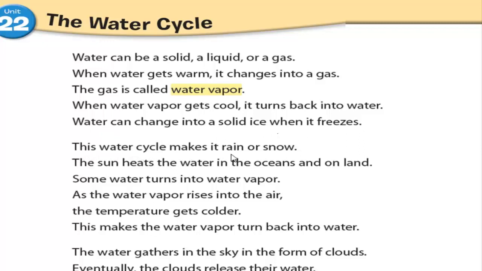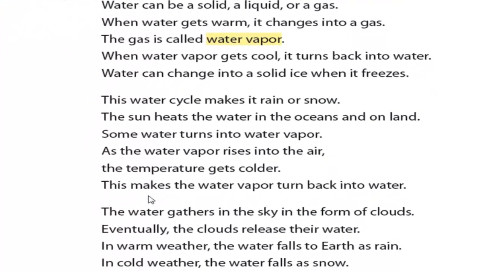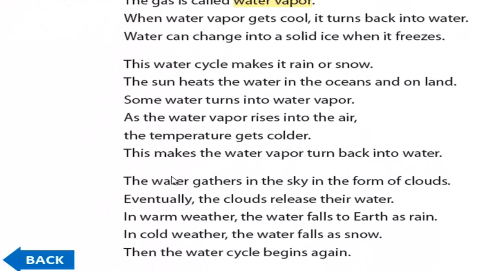The water cycle makes it rain or snow. The sun heats the water in the oceans and on land. Some water turns into water vapor. As the water vapor rises into the air, the temperature gets colder. This makes the water vapor turn back into water. The water gathers in the sky in the form of clouds. Eventually, the clouds release their water. In warm weather, the water falls to earth as rain. In cold weather, the water falls as snow. Then the water cycle begins again.